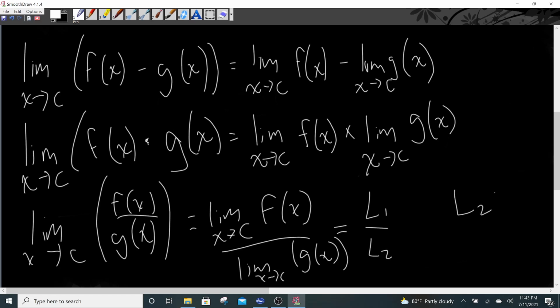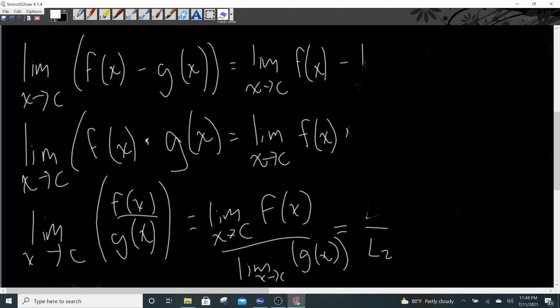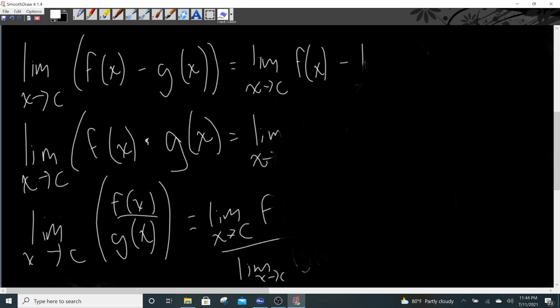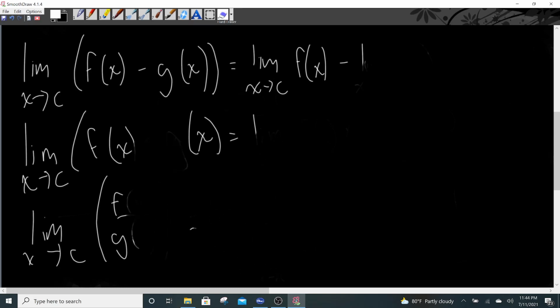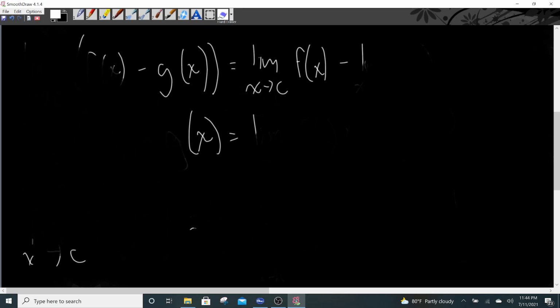L2 obviously cannot equal 0. Well, I mean, it can equal 0, and we're going to talk about that pretty soon. But still, I think you might be able to do this proof on your own if you wanted to. It mostly follows the same ideas that we used in our sum rule proof, but this one is obviously a little bit more difficult to prove.